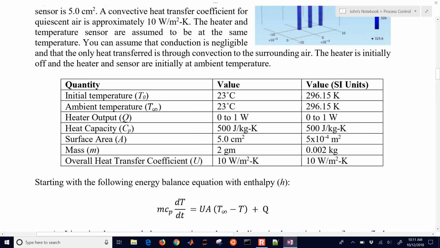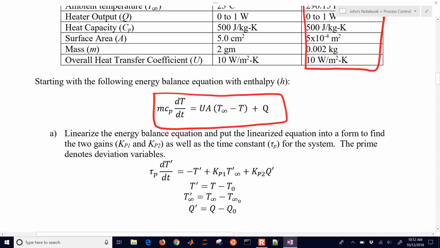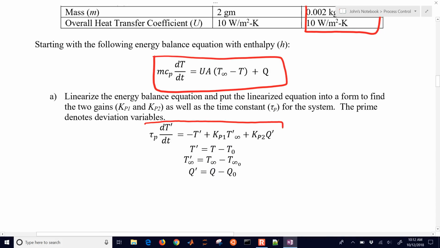Here is a table of values. They are given in SI units, so it simplifies the unit conversions. We're going to start with this energy balance, then linearize it and get it into a first order linear system form. In this case we have 2 gains, one gain for the ambient temperature and the other gain for the heater value. We've defined some deviation variables where we just subtract the nominal condition for each. Okay, let's jump right into this.